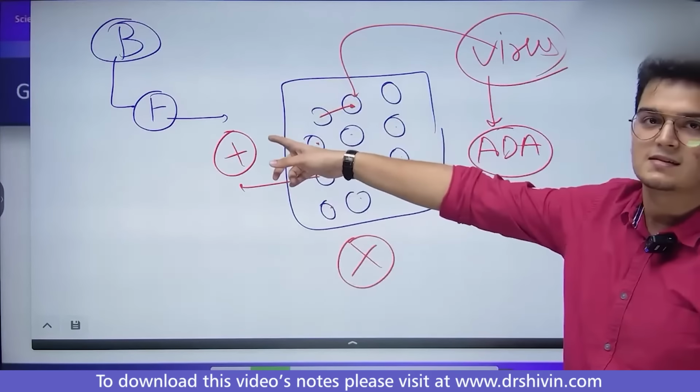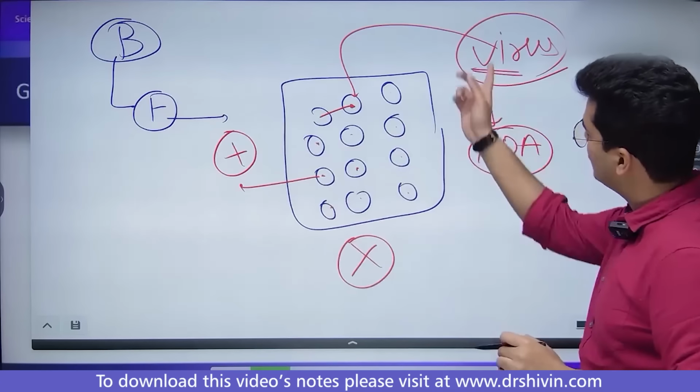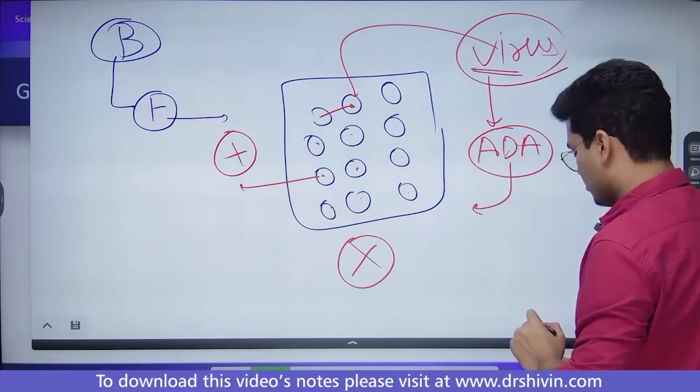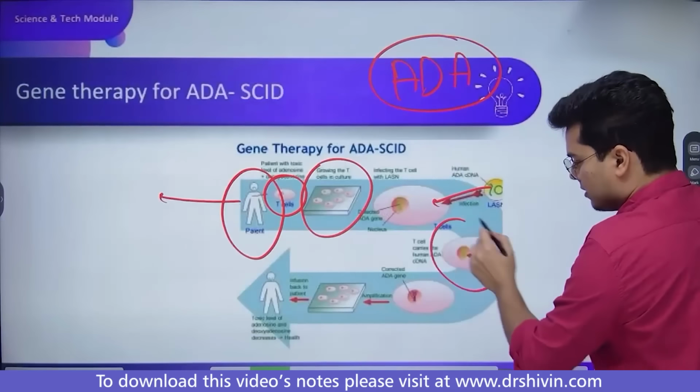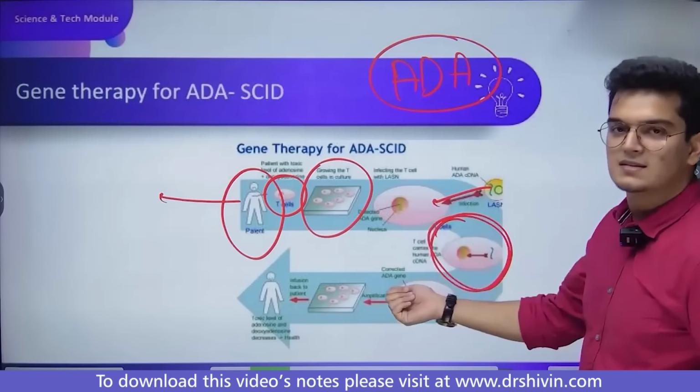Living medium is T cells. Now when every T cell is infected with this virus, I have genetically edited this virus to carry this ADA gene. Okay. I have carried the ADA gene through the virus into every T cell.